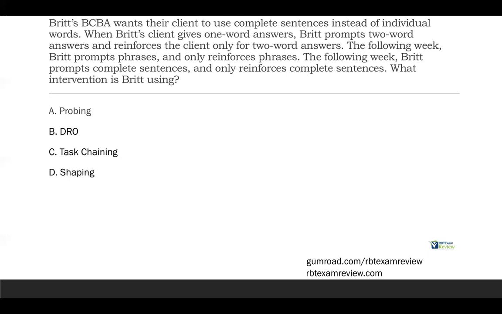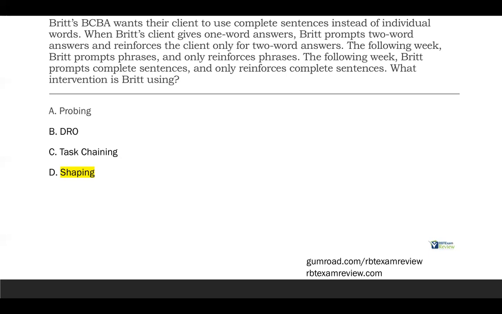C, task chaining. No, there's no task chain. There's no sequence of steps for teaching. We are shaping, right? We're reinforcing approximations of our behavior. We're going from 1 word answers to 2 words to phrases to complete sentences. And we're only reinforcing complete sentences.